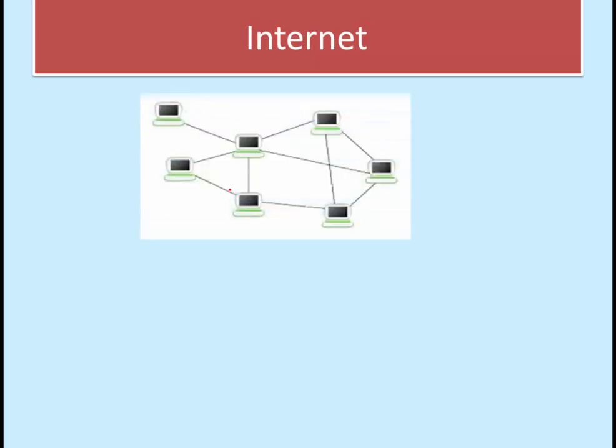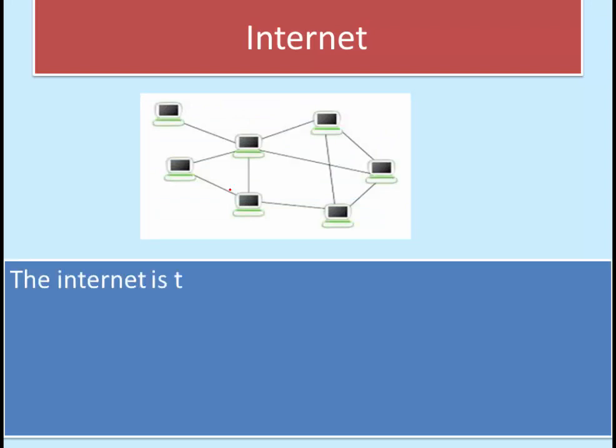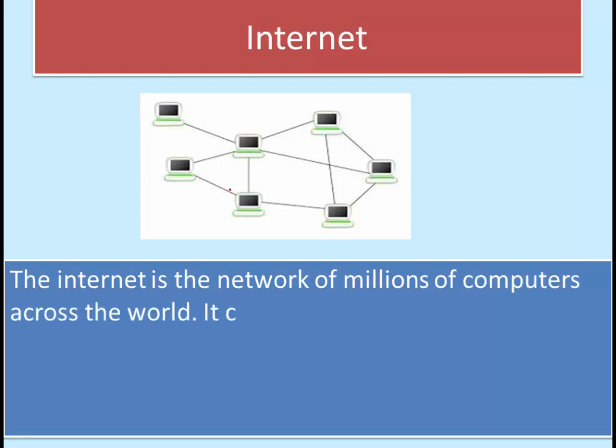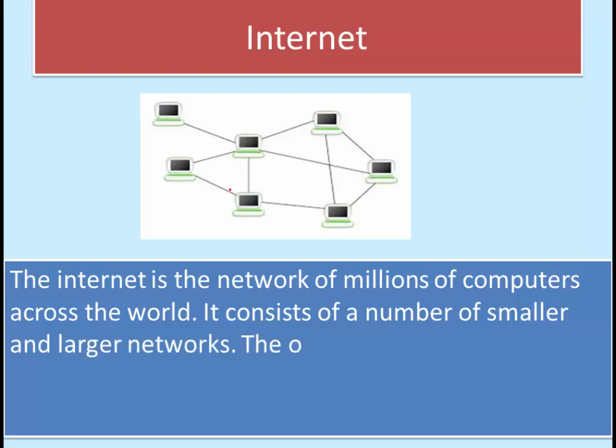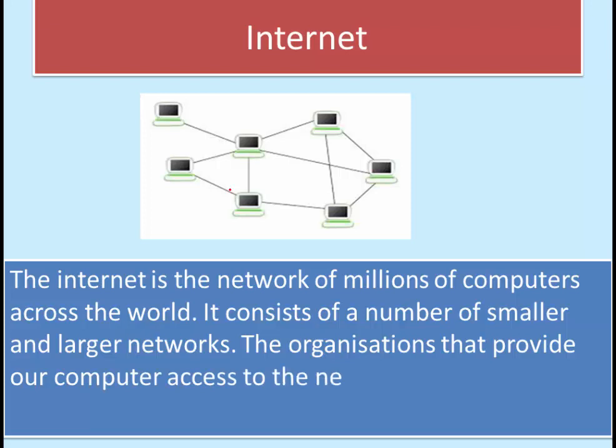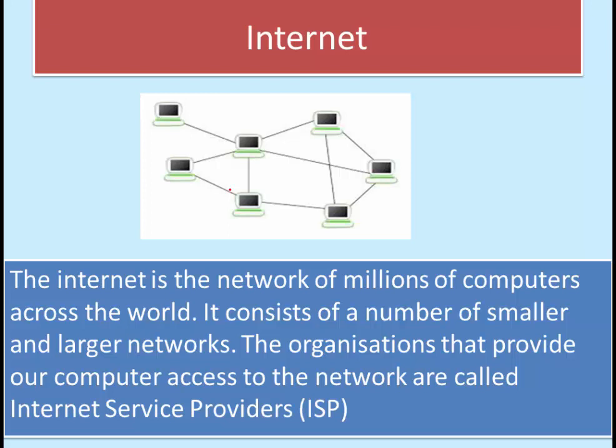Now this is over. Now we are moving to some more terms that we are going to cover in this chapter. One is the internet. So what is the internet? This is the picture here. We'll just learn about it. The internet is the network of millions of computers across the world. It consists of a number of smaller and larger networks. The organizations that provide a computer access to the network are called Internet Service Providers, ISP.